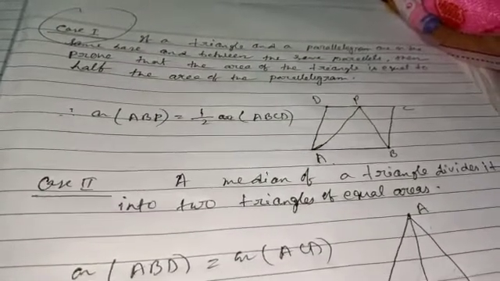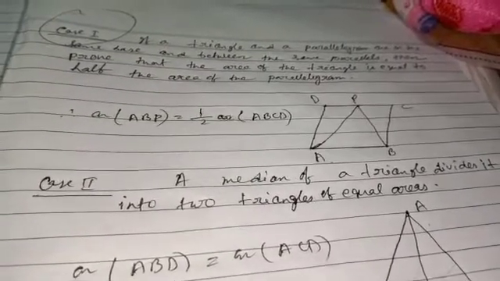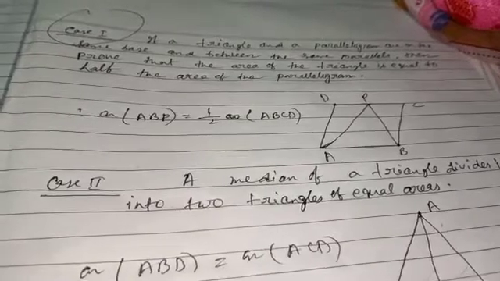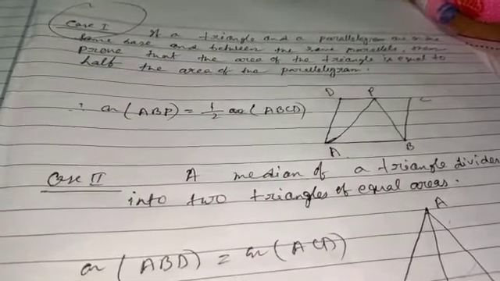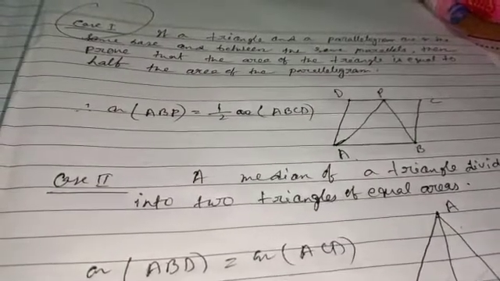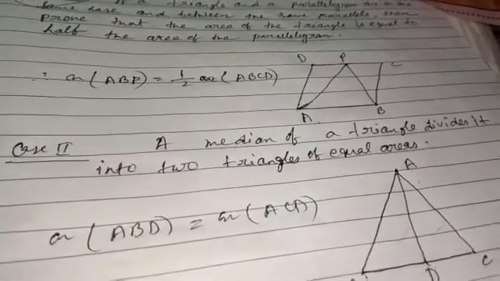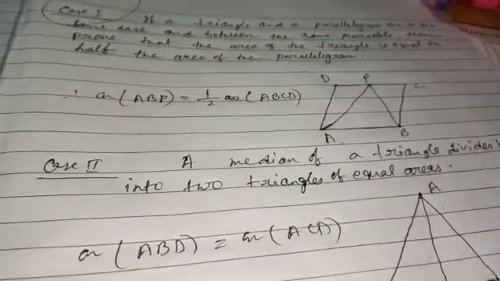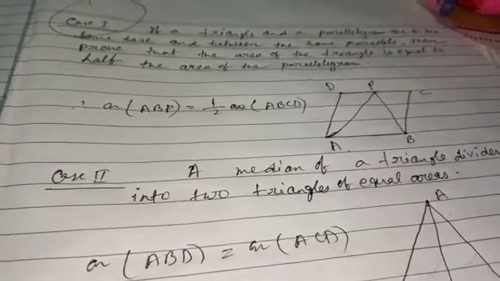I repeat, first we got that if two parallelograms are on the same base and between the same parallel, their areas are equal. If two triangles are on the same base and between the same parallel, their areas are also equal. If one triangle and one parallelogram are on the same base and between the same parallel, the area of the triangle is equal to half the area of the parallelogram. And next we learned that a median divides a triangle into two triangles of equal areas. Yes? I hope all of you understood this.